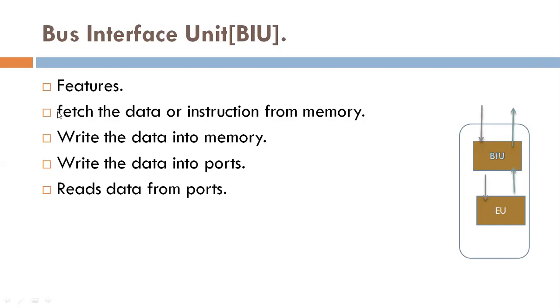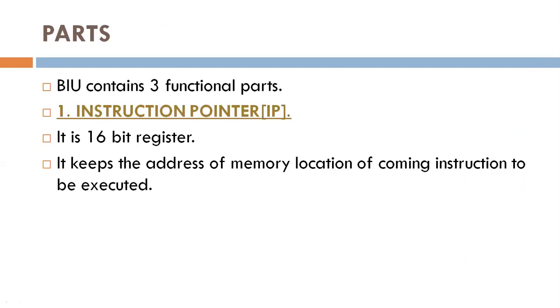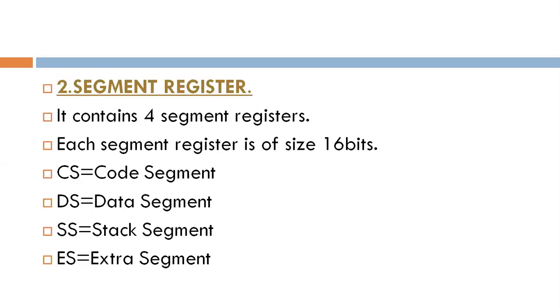So BIU will fetch the data or instruction from the memory, and it writes the data into the memory, and it writes the data into the ports, and it reads the data from the ports. BIU is having three functional parts. First one, instruction pointer. It is a 16-bit register. It keeps the address of the memory location of the next instruction to be executed.